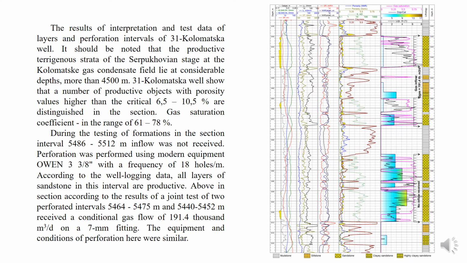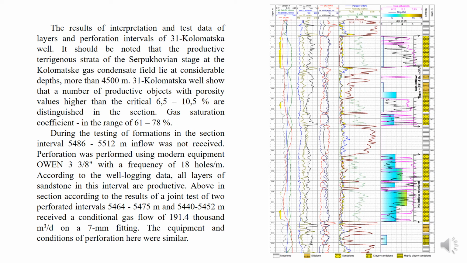Another example, Kolomatske gas field. The result of interpretation and test data of layers and perforation intervals of Kolomatske well number 31. During the testing of the formation in the first section interval, inflow was not obtained. According to the well logging data, all layers of sandstone in this interval are productive. The values of the diameter of the invasion zone in the reservoirs vary from 1.3 to 2.2 meters. There is almost no mud cake. The diameter of the well is larger than the diameter of the bit opposite the reservoirs.